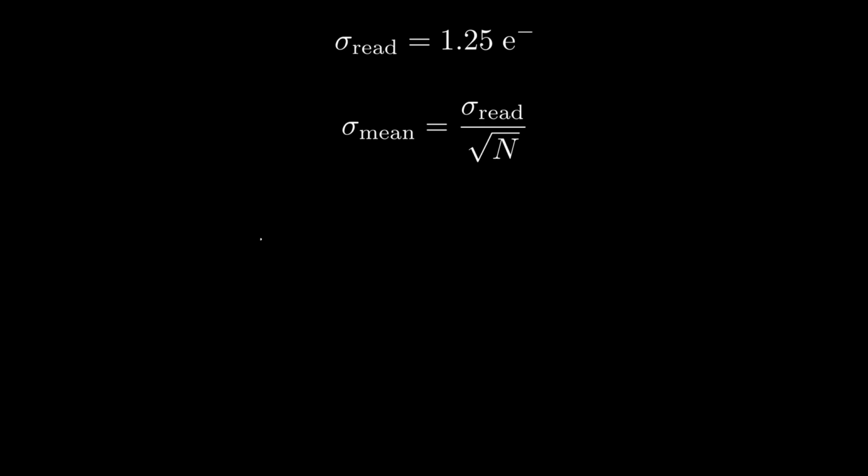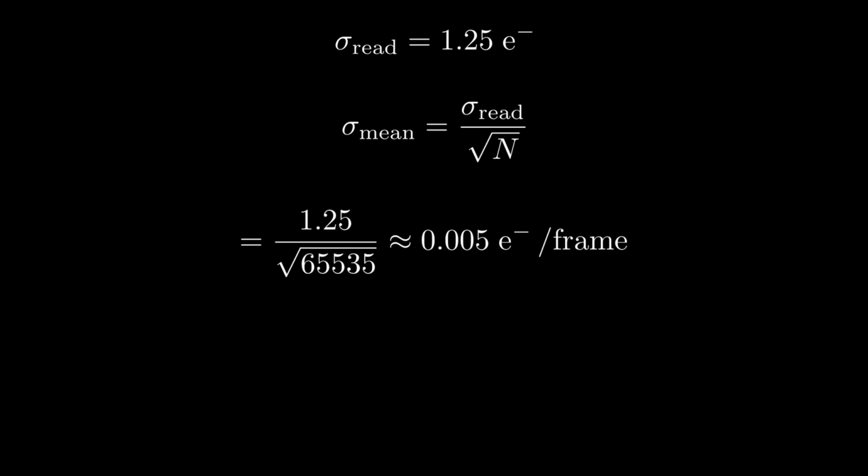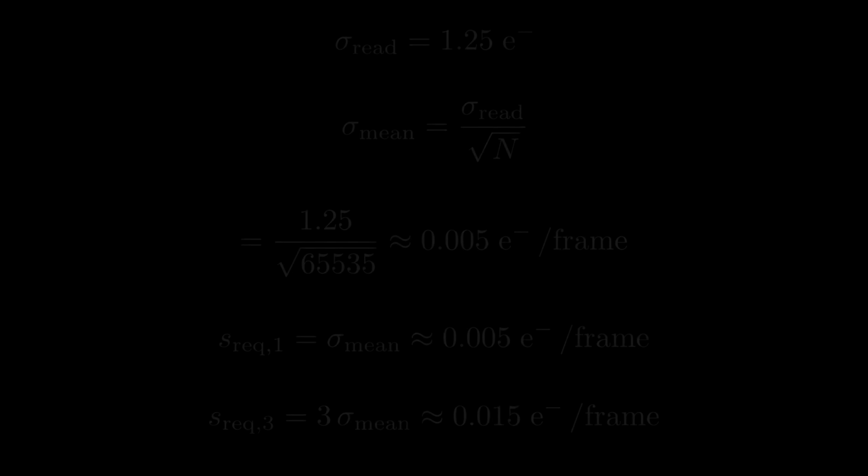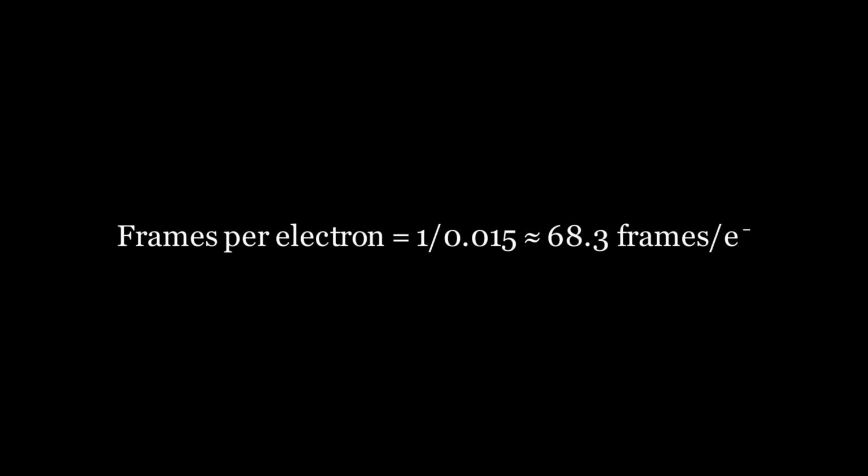Stacking reduces the noise by the root of the number of frames we have. We have a ton of them. An SNR of 1 would be 0.005 electrons, and an SNR of 3 would be 0.015 electrons per frame. And that's if you are using all 65,535. So if you had a stack of 65,000 sub-exposures, you could get away with 1 electron detected every 68 frames for an SNR of 3, which is the astrophysics standard for a detection.